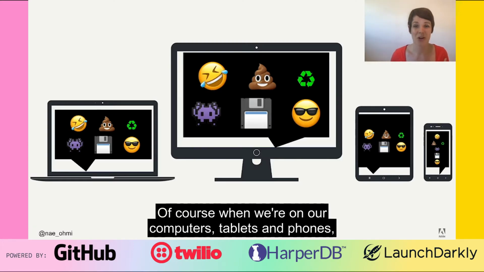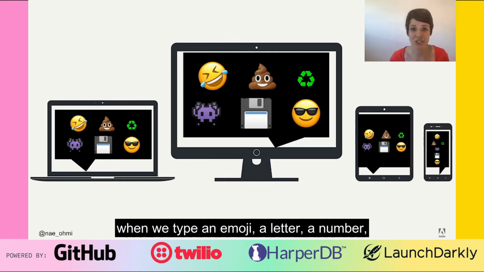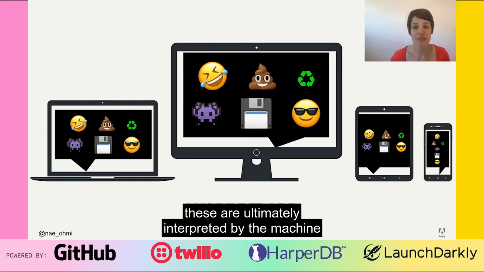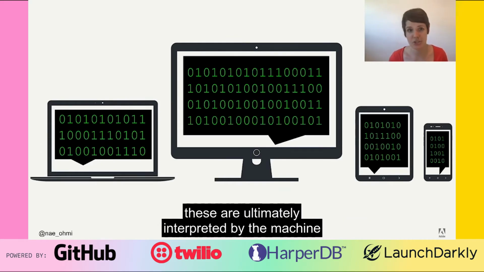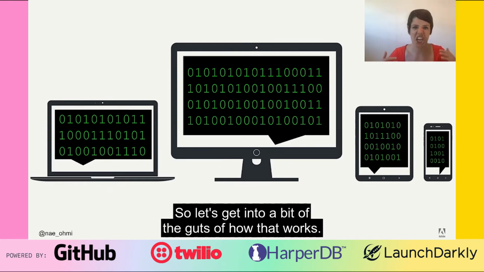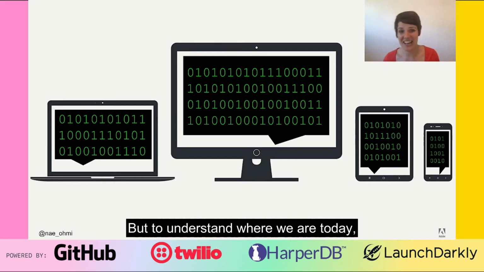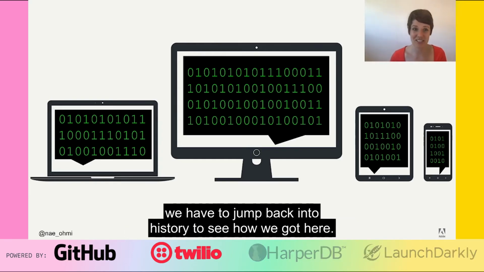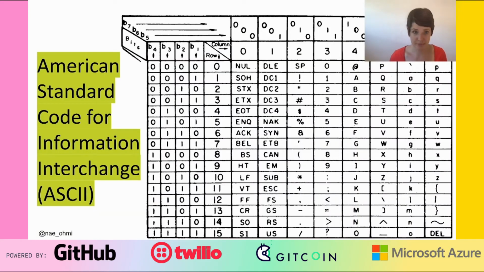Of course, when we're on our computers, tablets, and phones, when we type an emoji, a letter, a number, these are ultimately interpreted by the machine as zeros and ones. So let's get into a bit of the guts of how that works. But to understand where we are today, we have to jump back into history to see how we got here.